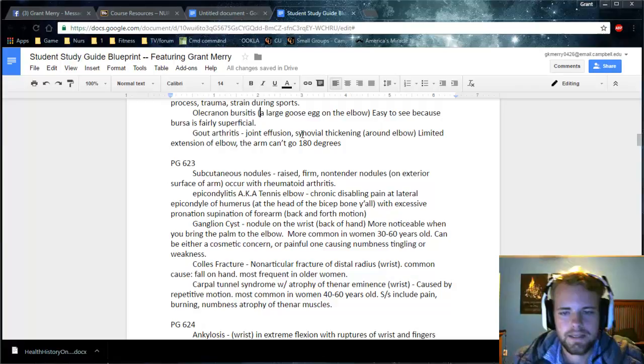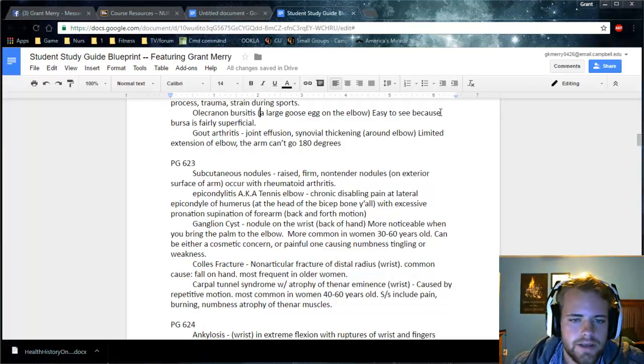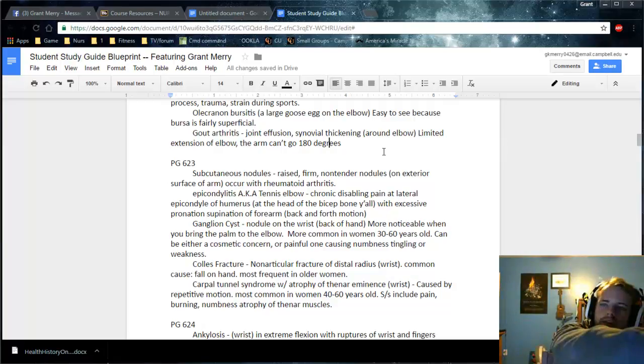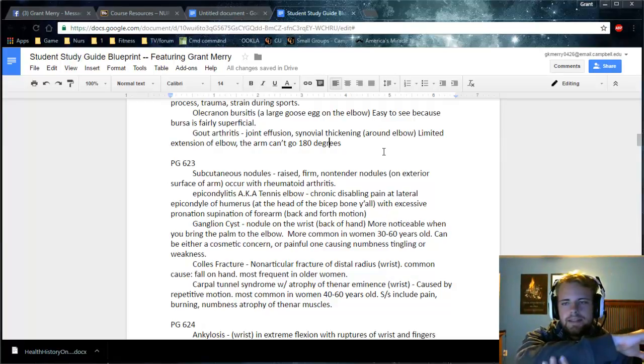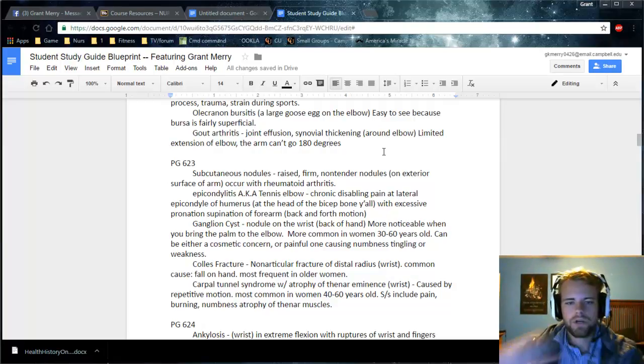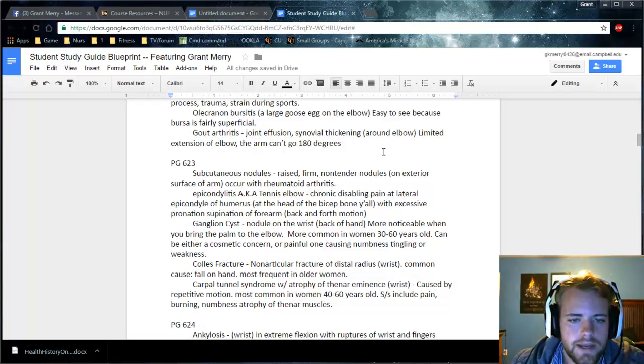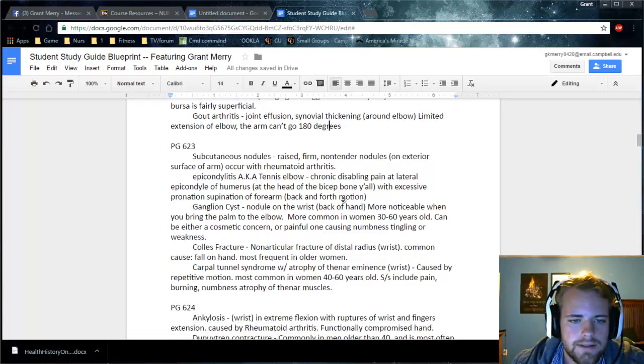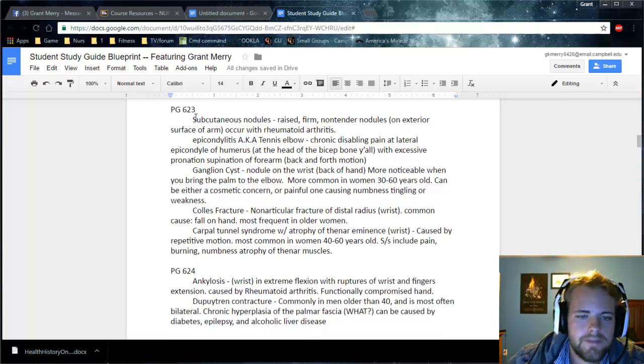And it's easy to see because the bursa is fairly superficial. Gout arthritis is joint effusion, synovial thickening around the elbow, limited extension of the elbow. The arm can't go 180 degrees, and it's a bump, but it's not as distinguished as olecranon bursitis. Okay, so now on to page 623.